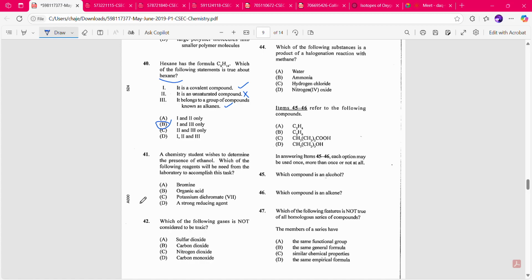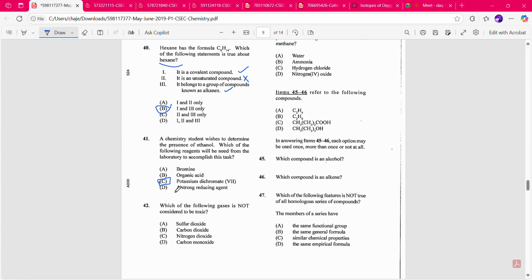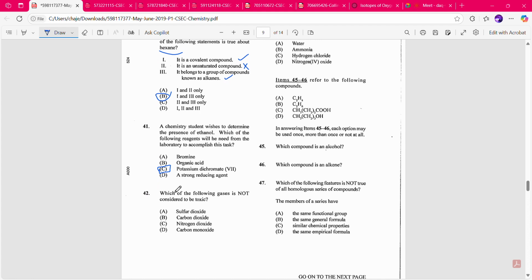41. A chemistry student wishes to determine the presence of ethanol. Which of the following reagents will he need from the laboratory to accomplish this task? Potassium dichromate, which is the breathalyzer test. Ethanol is alcohol. We use potassium dichromate to determine the presence of alcohol, where it changes from orange to green.